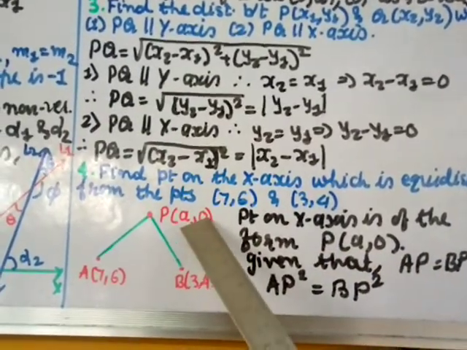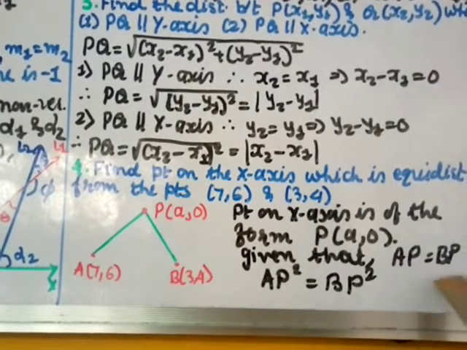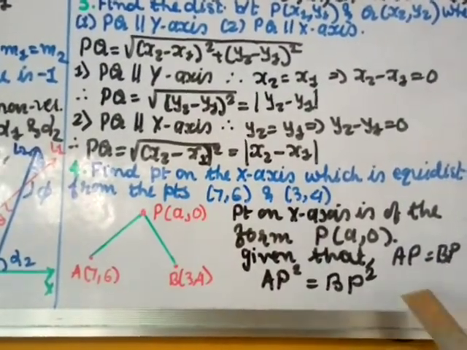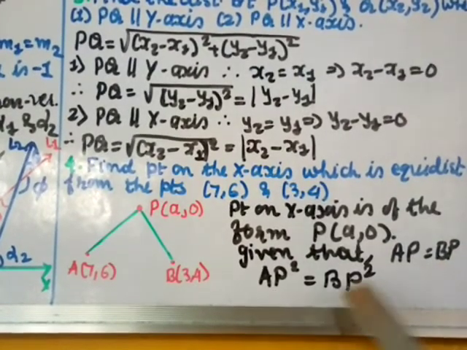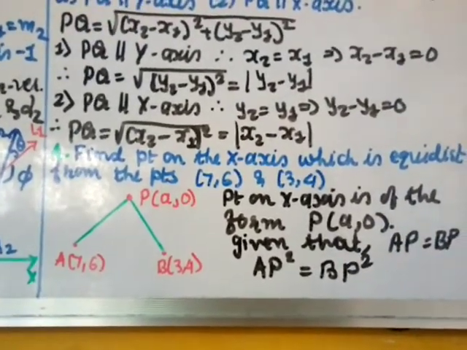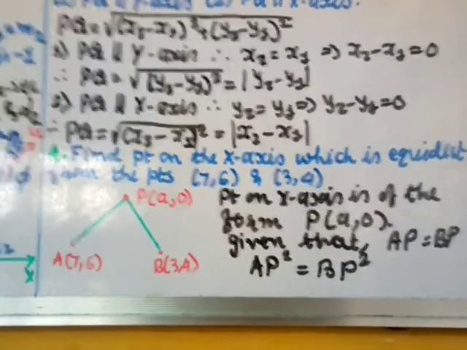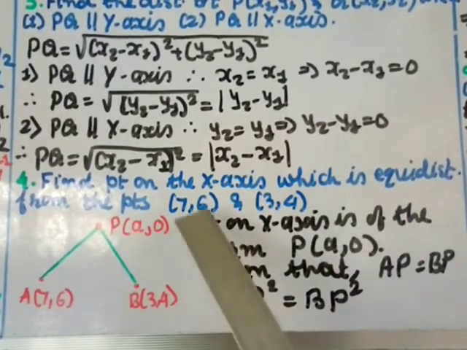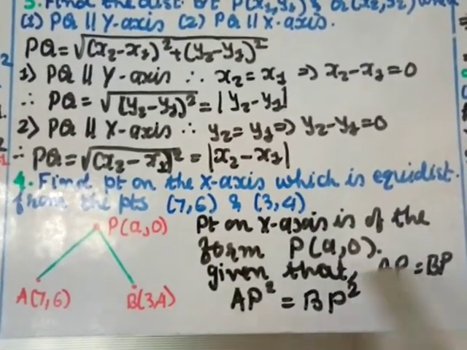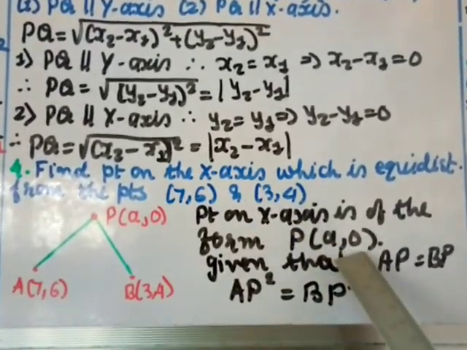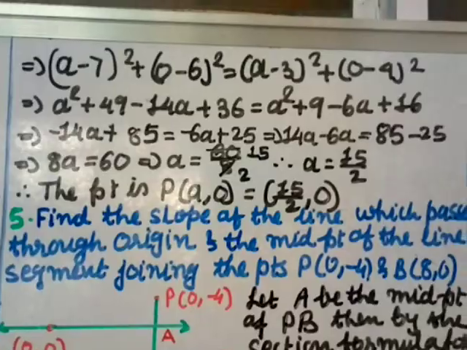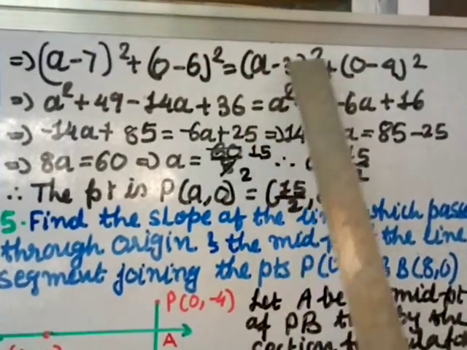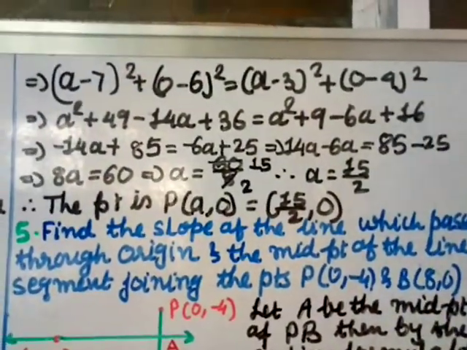Point on the x-axis is of the form P(a, 0). The y coordinate is 0. Given that AP equal to PB, A and B I am assuming these 2 points. Now I square it, so AP square equal to BP square. Squaring because a square root is there, to remove that square root I am squaring. So AP we can write as (a minus 7) whole square plus (0 minus 6) whole square, and BP we can write as (a minus 3) whole square plus (0 minus 4) whole square. So I have written (a minus 7) whole square plus (0 minus 6) whole square equal to (a minus 3) whole square plus (0 minus 4) whole square using the distance formula.